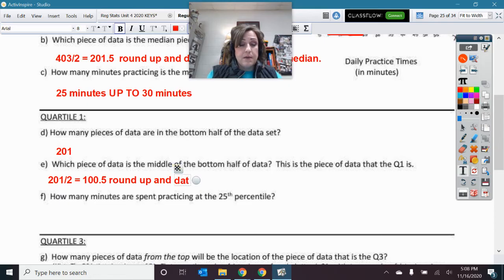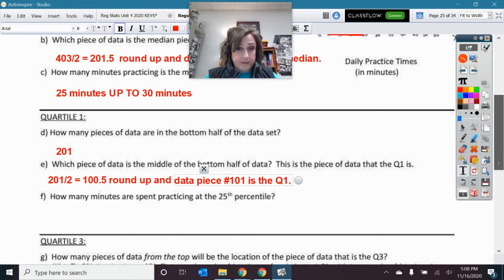Let's see, data piece number what? 101 is not the median, it's the median of the bottom half. What's the median of the bottom half? Q1. Okay, let's go find it.